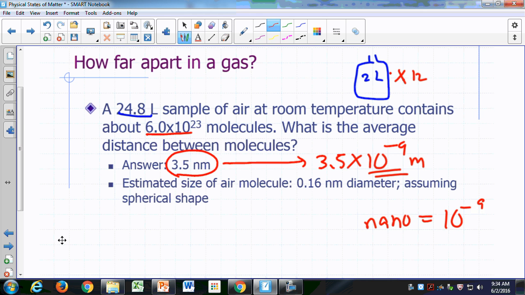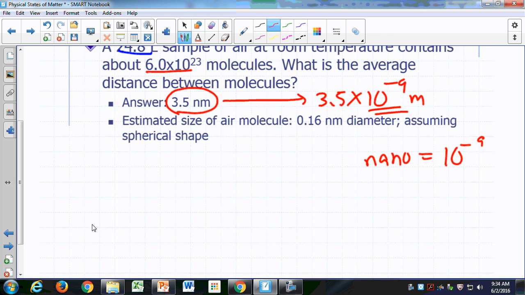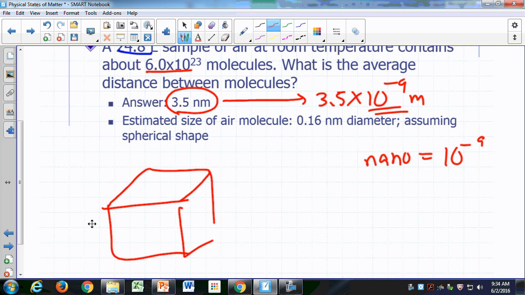So how do we do this? Imagine we spread them out. We got a big box, 24.8 liters, right? Imagine you spread them out evenly. So we make little boxes here, and in the middle of each little box is one molecule. Just imagine they're not moving, you spread them out.